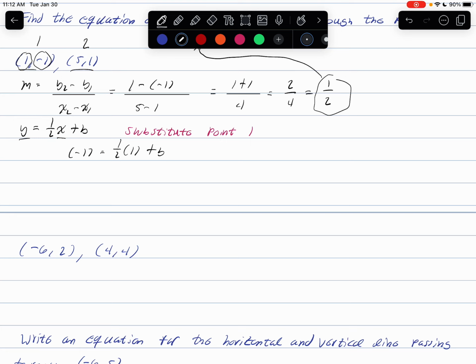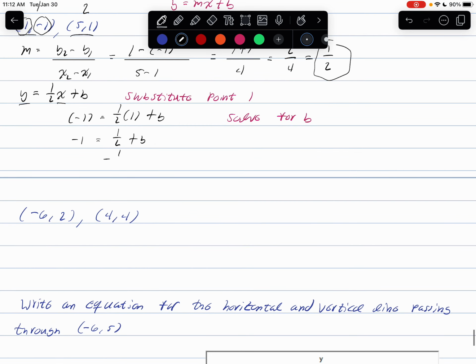Okay? And now what we're going to do is we're going to solve for b. So we have -1 is equal to 1/2 times 1, or just 1/2 plus b. We can take 1/2 away from both sides. That will cancel this 1/2 here. And that's going to give us that b is equal to -1 minus 1/2.